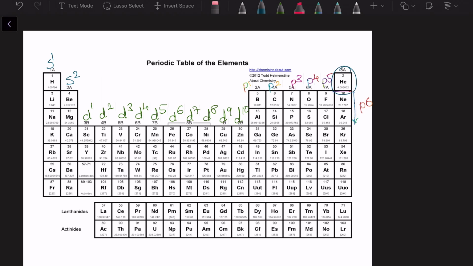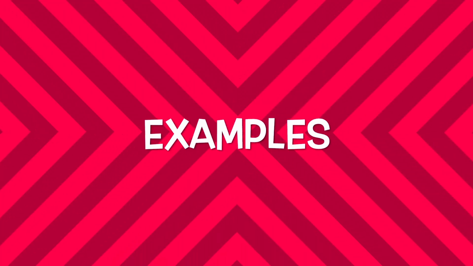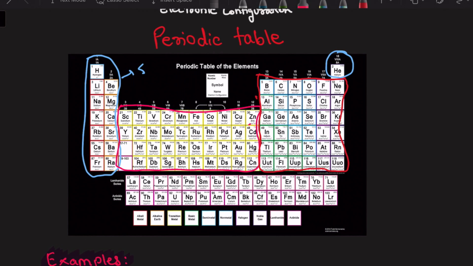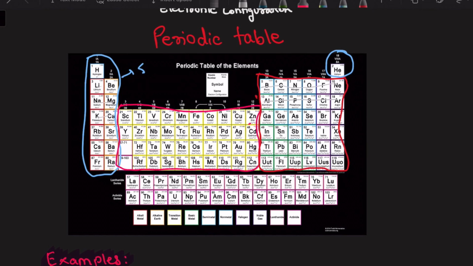Helium is a part of the S block. So helium would be S2 as well. So for example, calcium. Let's assign electronic configuration to calcium. So electronic configuration of calcium would be 1s1, 1s2, 2s1, 2s2, 2p6, 3s2, 3p6, and then 4s2. So that would be the electronic configuration of calcium. That's how easy it is through the periodic table.